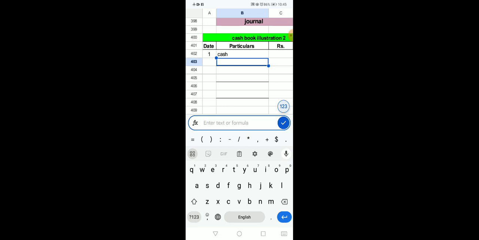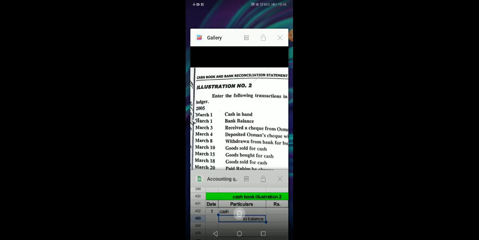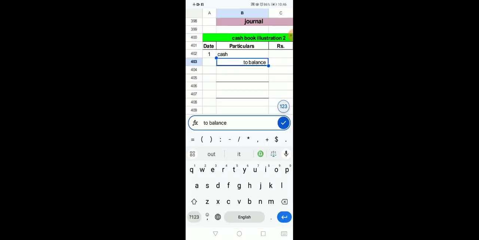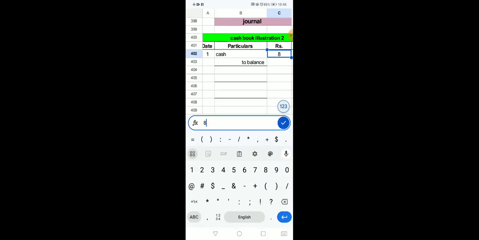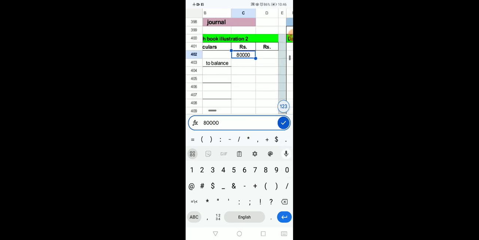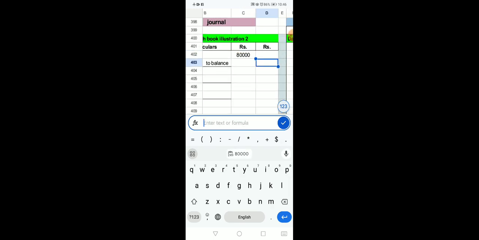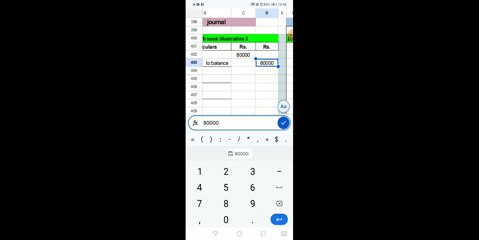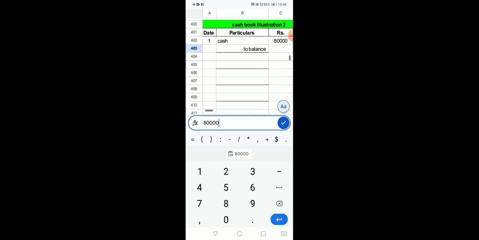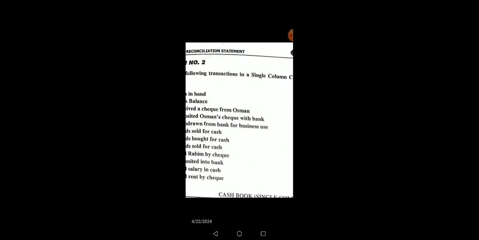As mentioned earlier, you are not paying cash and you are not receiving cash. Cash is not going out, cash is not coming in. It's just the opening balance. You will write balance on the credit side. Now let's see how much cash in hand is present, and that is 80,000. So you will put 80,000 on the debit side of this entry, and the same amount you are going to post on the credit side. As you know, debit and credit sides will always be equal. This way entry 1 is completed. March 1 transaction has been completed.